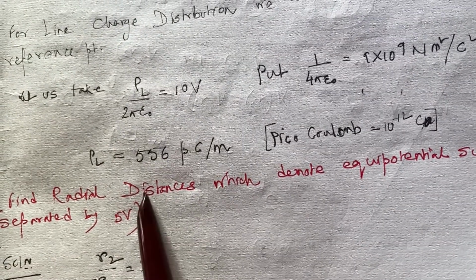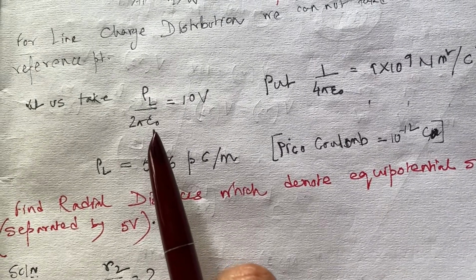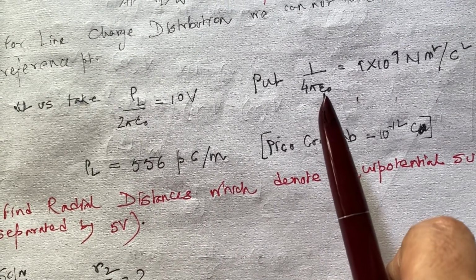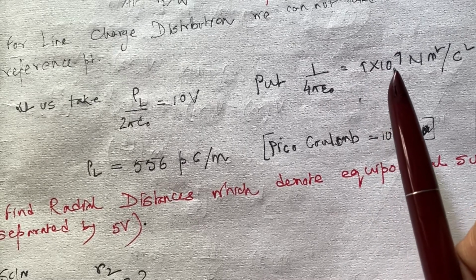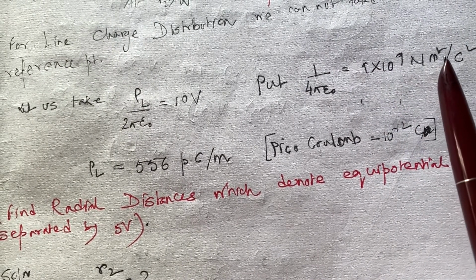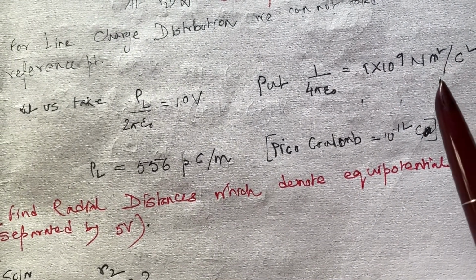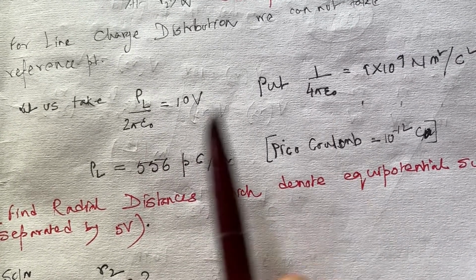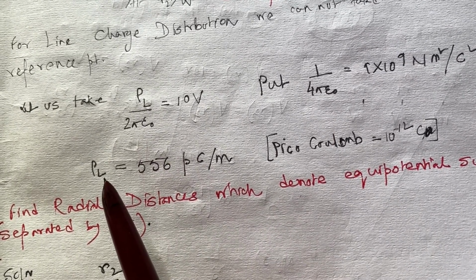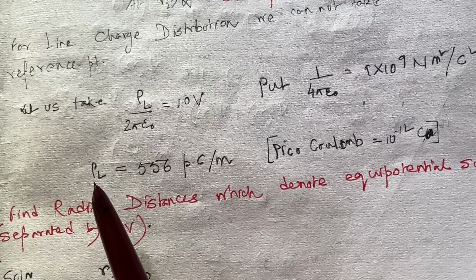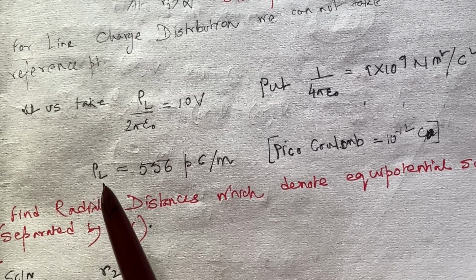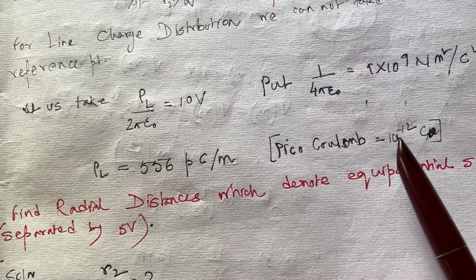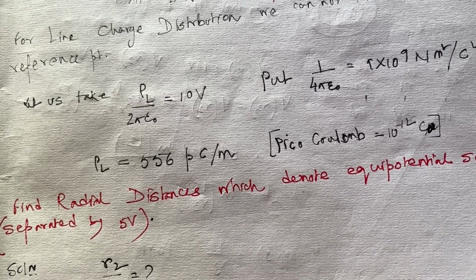Now if we take, for example, rho L by twice pi epsilon 0 equal to 10 volt, and if I put 1 by 4 pi epsilon 0 equal to 9 into 10 to the power 9 Newton meter square per coulomb square, which is a standard value, using these two values I can easily find out that the linear charge density will turn out to be rho L equal to 556 picocoulomb per meter, where picocoulomb equals 10 to the power minus 12 coulomb.